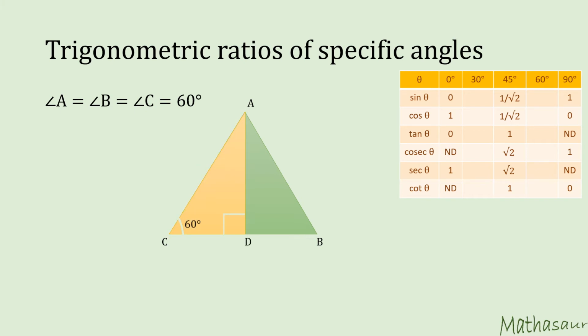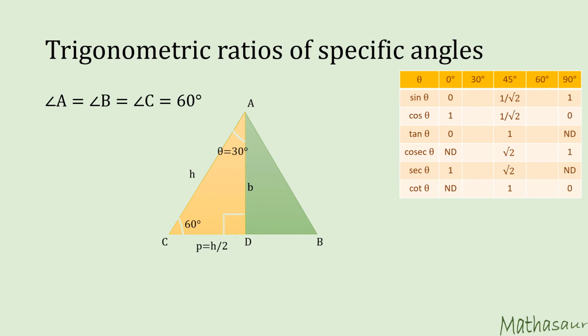Alright, now let us drop a perpendicular AD onto the side BC. Since it is an equilateral triangle, CD would be equal to BD. And AD would also act as the angle bisector. So my angle CAD would become 30 degrees. Now this time let us take theta equals 30 degrees. Now I can define my perpendicular as the side opposite to theta, my base as the side adjacent to theta, and the hypotenuse as the side opposite the right angle.